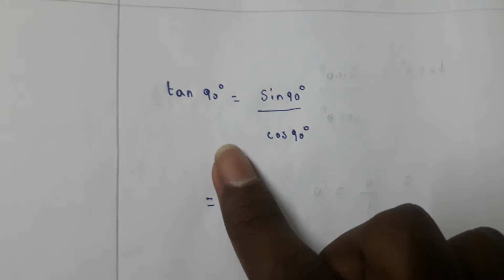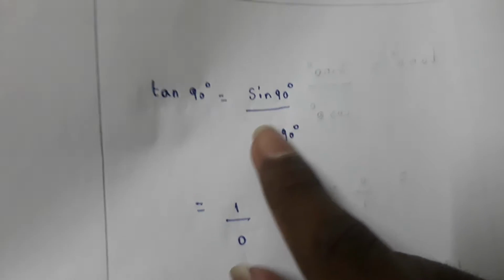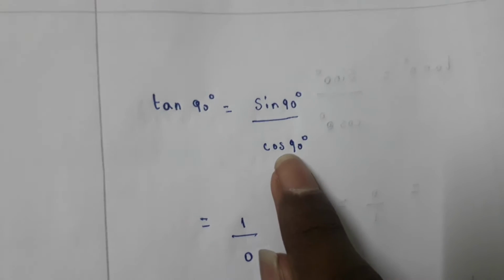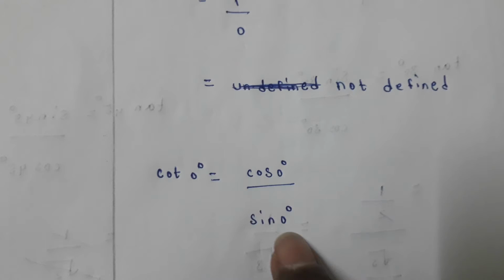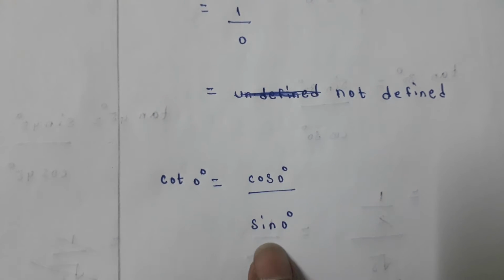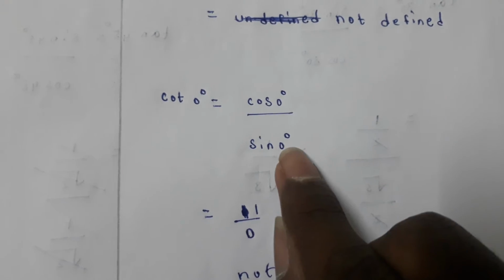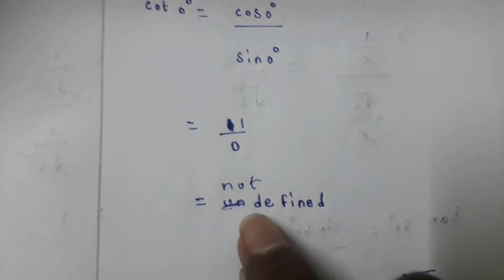Now tan 90 is equal to sin 90 by cos 90. Here sin 90 means 1 and cos 90 means 0. 1 by 0 means it is not defined. Now cot 0. Generally cot theta is equal to cos theta by sin theta. So cot 0 is cos 0 by sin 0. Cos 0 means 1 and sin 0 means 0, so 1 by 0 means not defined.